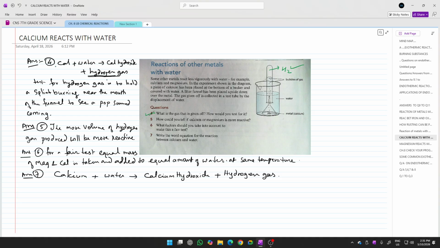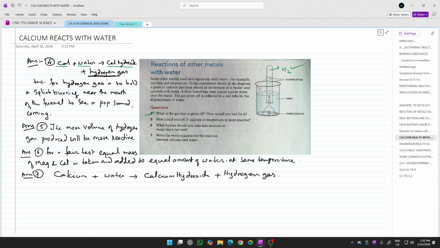So the word equation will be calcium plus water forming calcium hydroxide plus hydrogen gas. From this word equation itself, it is very clear that the answer to question number 4, what is the gas that is given off, will be hydrogen, because calcium hydroxide is not a gas. Calcium hydroxide is a solid. So the gas that is given out in this reaction is hydrogen gas. The answer for question number 4 is hydrogen gas.